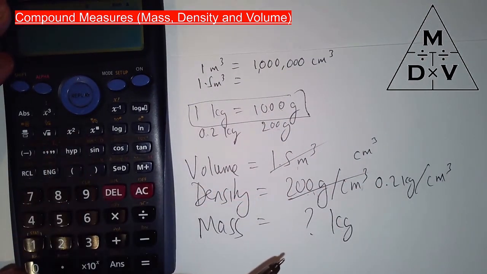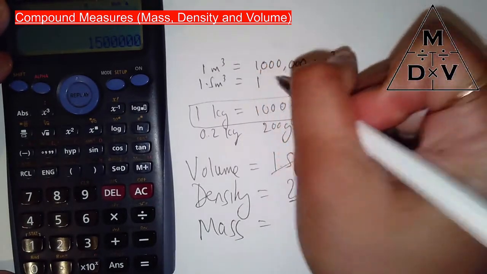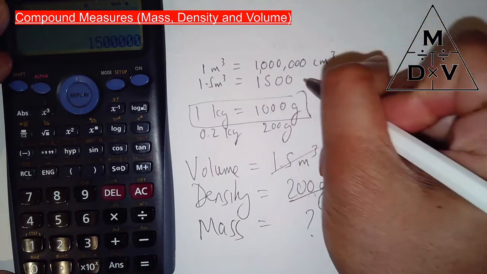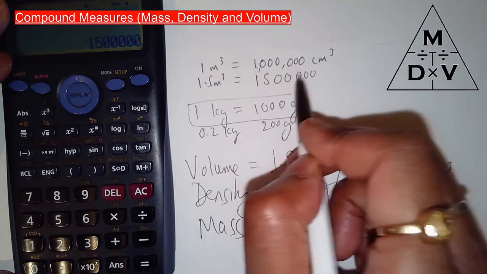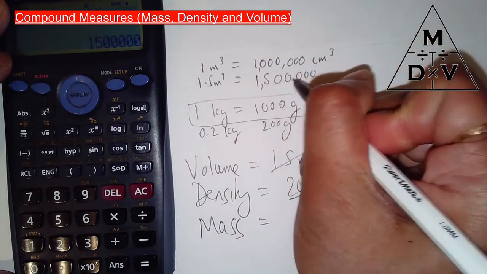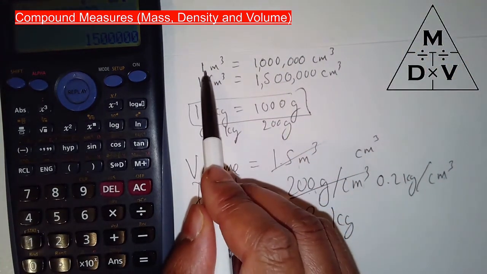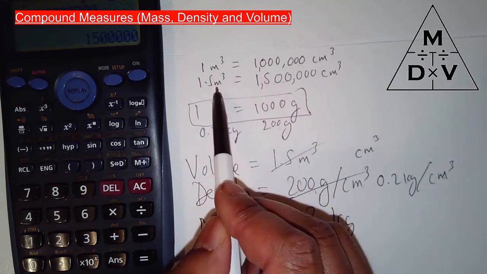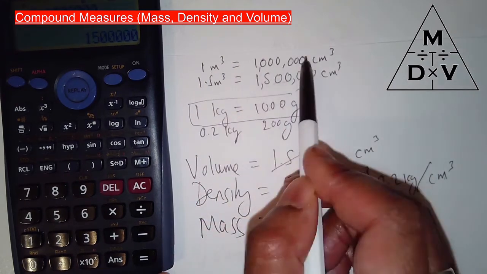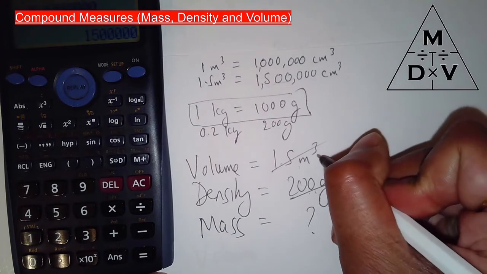1.5 times 1,000,000 gives you 1.5 million. Just make sure you've got the right number of zeros. That'll be centimeter cubed. Right, it does make sense, right? From 1 meter cubed, it became 1.5 meter cubed, slightly bigger. So obviously that number has to get bigger. All right. So we're going to put this here.